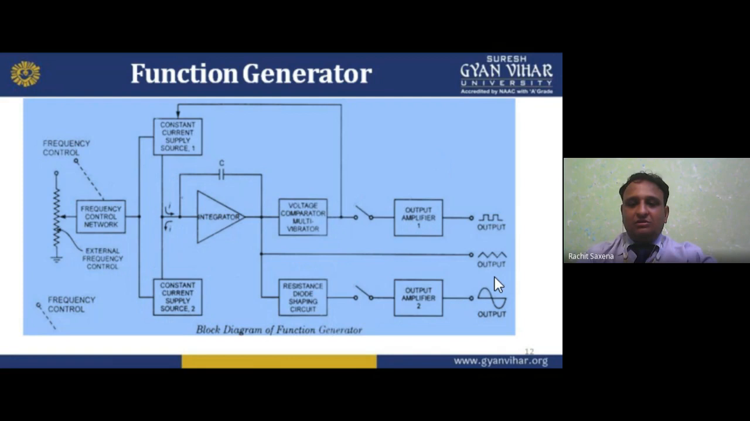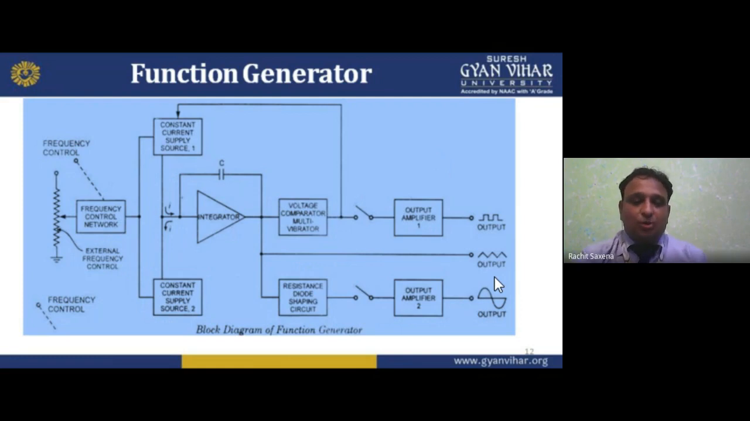For triangular we use the integrator and the constant current supply. Both supplies we are using. The difference is given to the integrator, and the capacitor we already use in the integrator; charging and discharging gives you the triangular wave. If I use the voltage comparator multivibrator and amplifier, it gives you the rectangular. And if I use the resistance diode shaping circuit with a switch and amplifier, you'll get the sine.